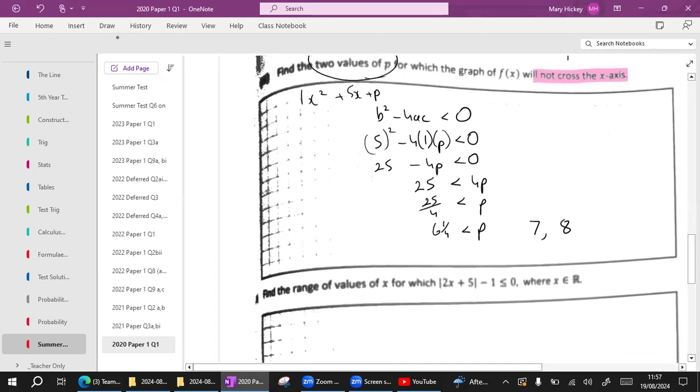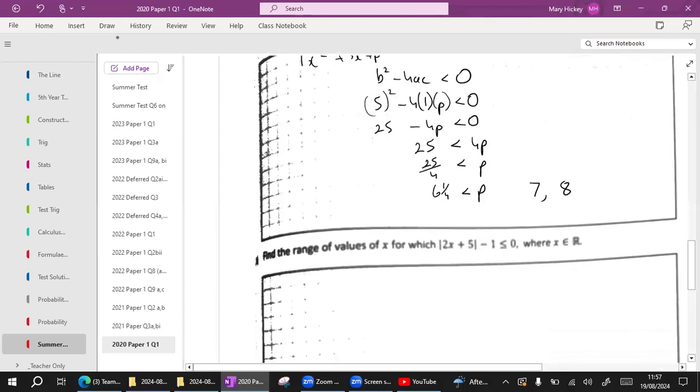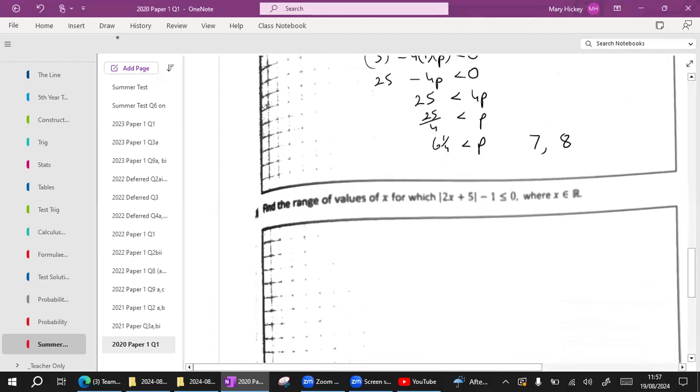Part 4: find the range of values of x for which the absolute value of 2x plus 5 minus 1 is less than or equal to 0, and x is an element of R. So again, when we have these absolute values, the first thing I'm going to pay attention to, as you would have remembered from class, is that if there is a constant there, I'm going to pop it over the other side.